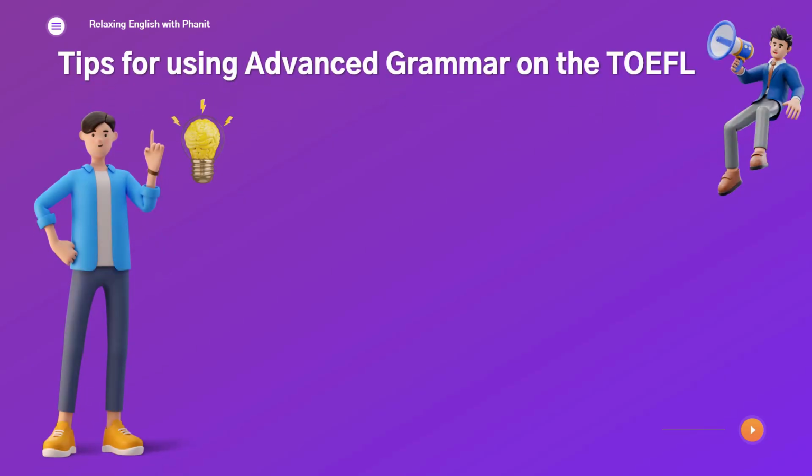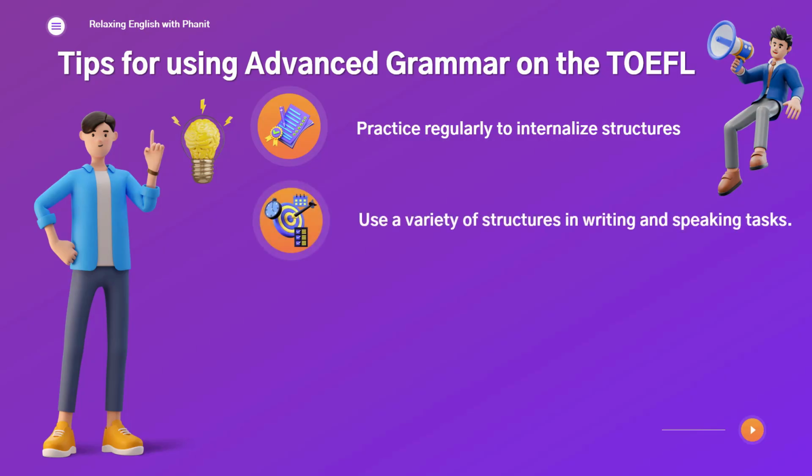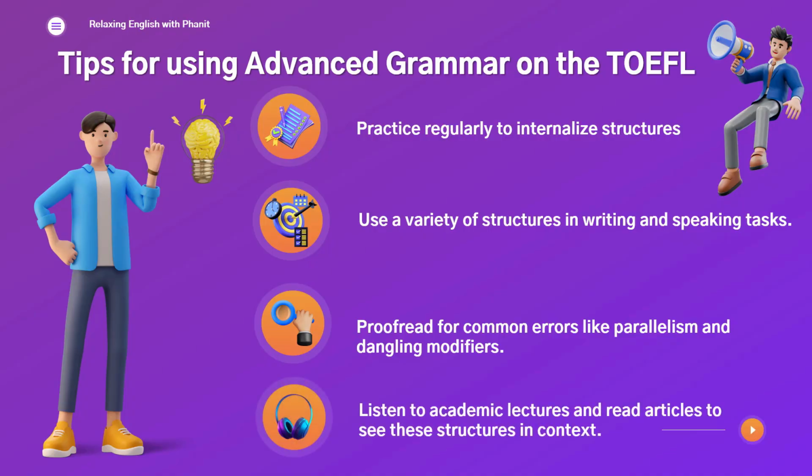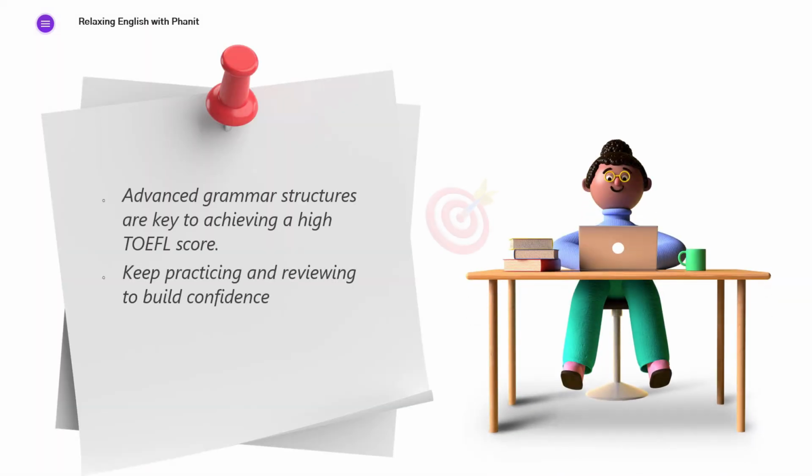Before we wrap up, here are some tips for using advanced grammar on the TOEFL. Practice regularly to internalize these structures. Use a variety of structures in your writing and speaking tasks. Always proofread for common errors like parallelism and dangling modifiers. Listen to academic lectures and read articles to see these structures in context. Remember, the more you practice, the more confident you'll become.